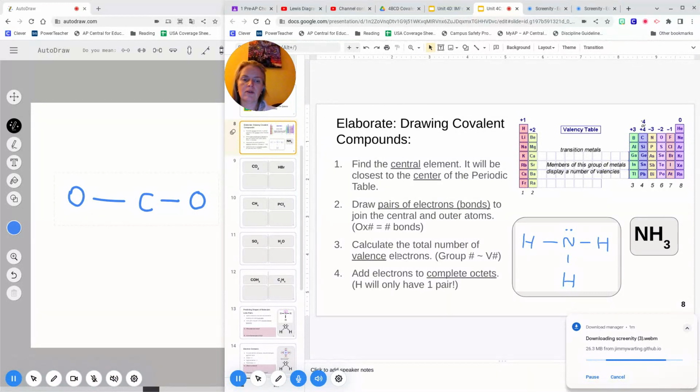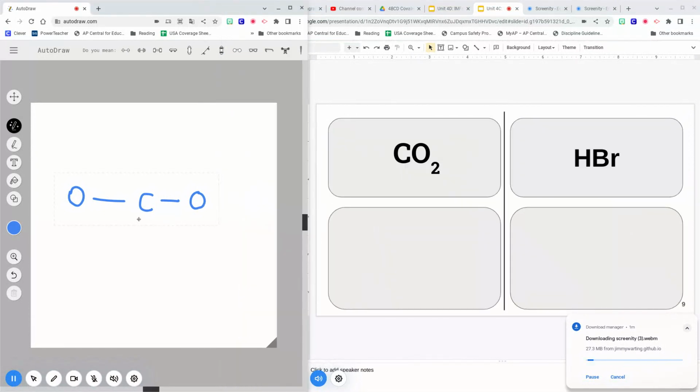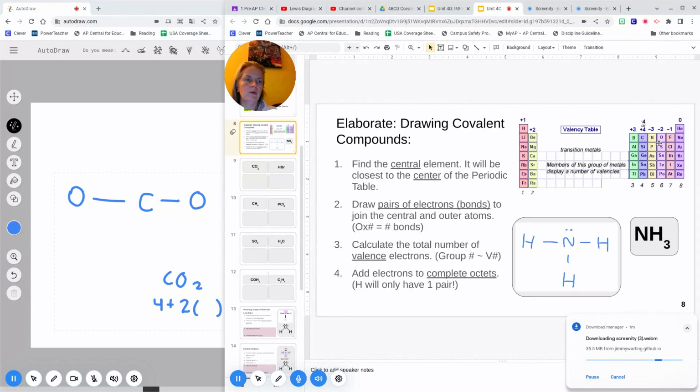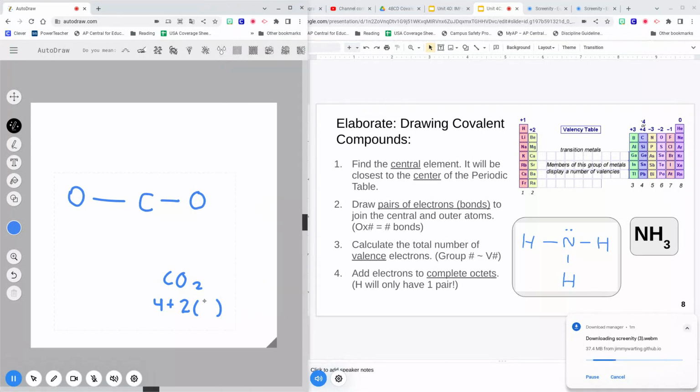Next, we're going to calculate the total number of valence electrons. So if we look at the periodic table, carbon has 4 valence electrons. So I'm going to use this section down here. And for carbon, I'm going to put 4. Then I'm going to add the valence electrons that oxygen has. Since there are 2 oxygen atoms, I'm going to do 2 times the valence electrons for oxygen. Oxygen, because it's in group 16, has 6. So that's where I'm getting this 6 from. If I add these up, it would be 4 plus 2 times 6, or 4 plus 12, which would give me 16.